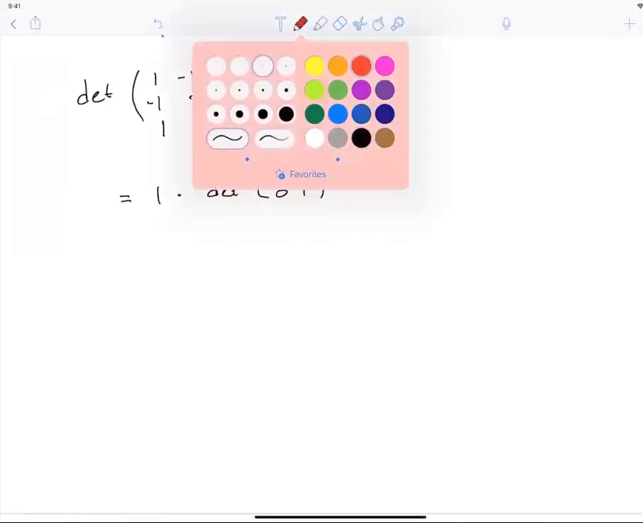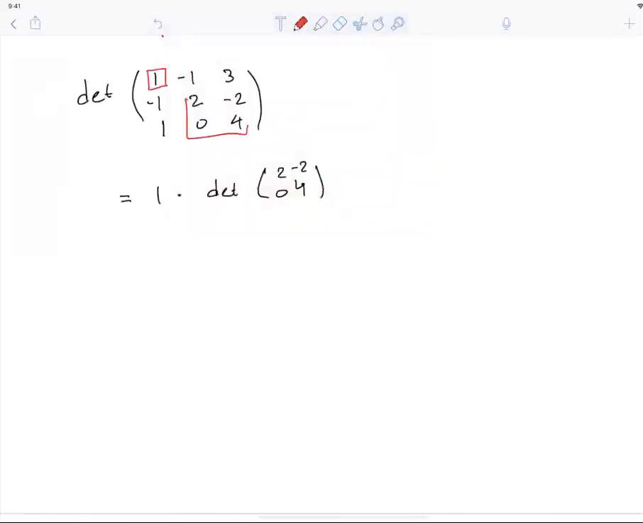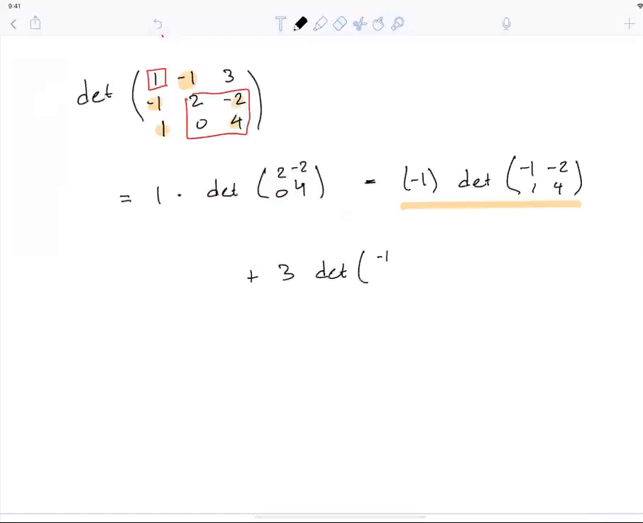So just for emphasis, we got that from there's the minus, there's the 1, and that's the 2, minus 2, 0, and 4. We're going to subtract -1 times the determinant of -1, -2, 1, and 4. So those came from those entries right there. And then we're going to add back 3 times the determinant of -1, 2, 1, and 0. And that came from those guys.